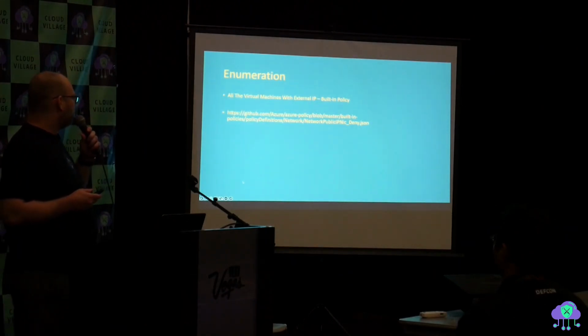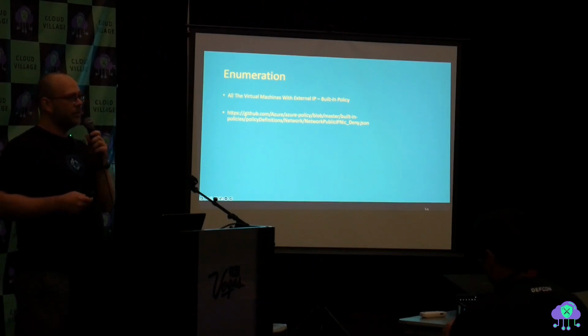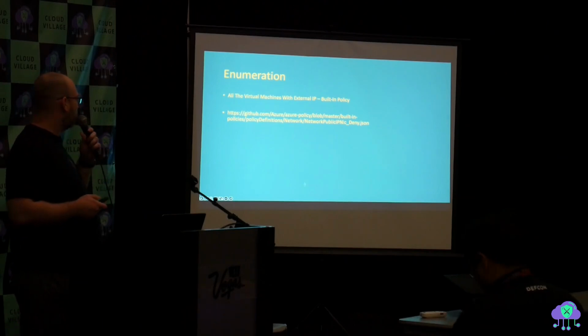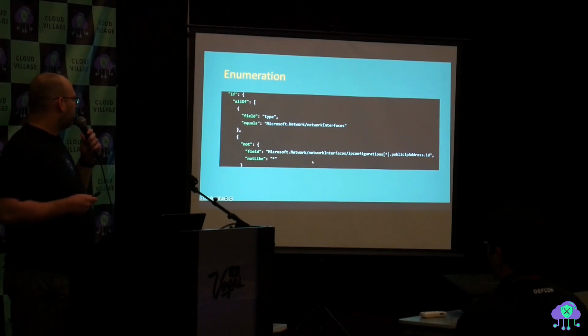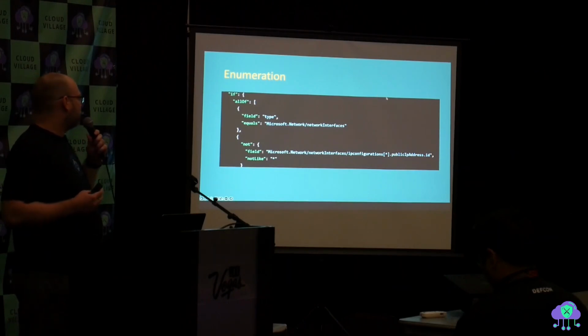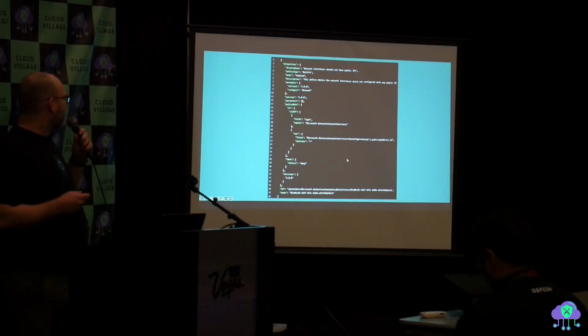The last one is virtual machines with external IP, and it turned out that this is an already existing policy and it's built in. I just included the GitHub repo for it as well. Basically, in the policy, we are looking for the network interface, and this other property is an array, so it will check if all the elements in the array are there or not. And this is the policy that I was talking about.